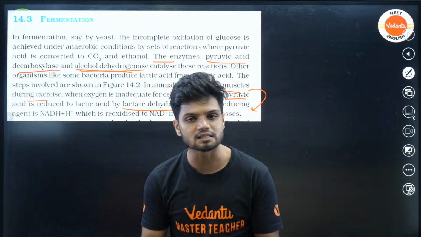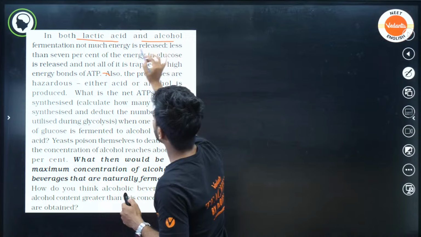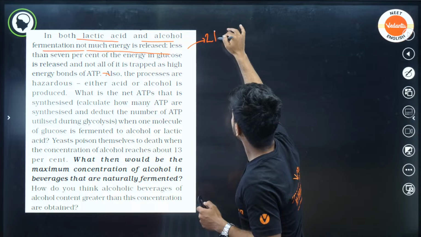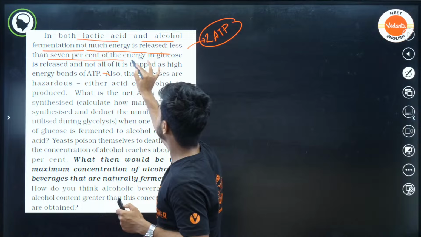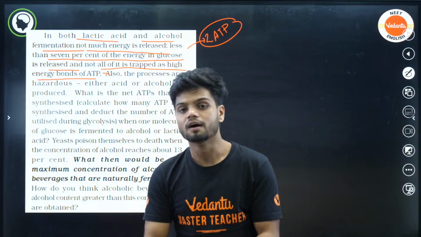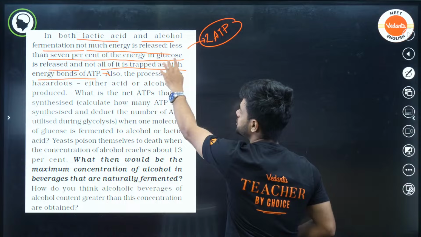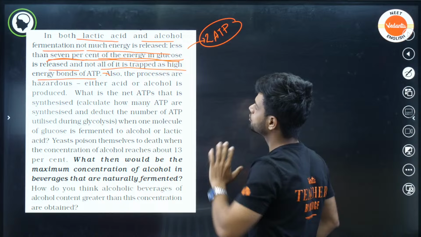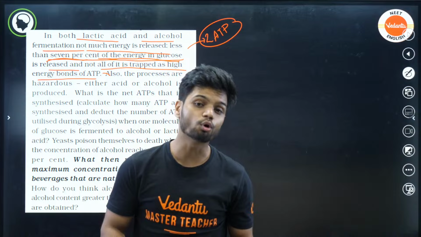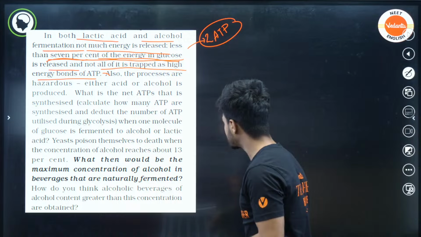Okay, now here one more question which I want all of you to focus on is, in both lactic acid and alcoholic fermentation, not much energy is released, only 2 ATP is released. Less than 7% of the energy in glucose is released, and not all of it is trapped as high energy bonds of ATP. So from glucose, only 7% energy is released, both in the case of lactic acid as well as alcoholic fermentation. Clear?